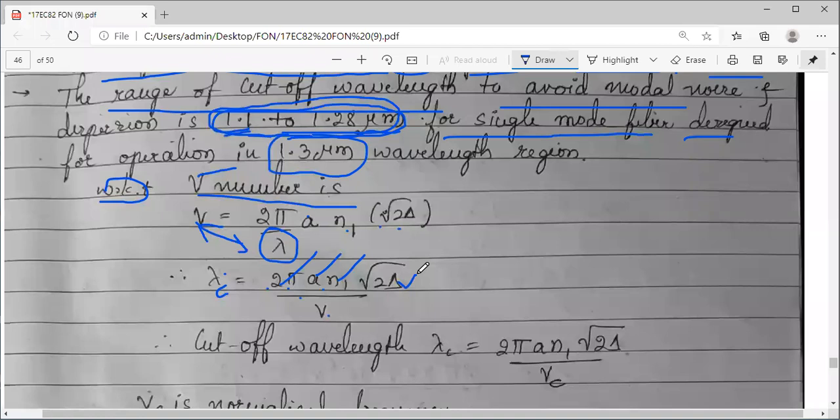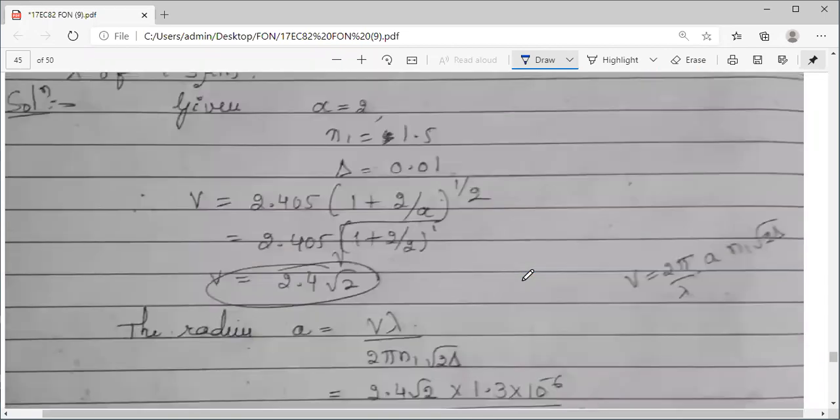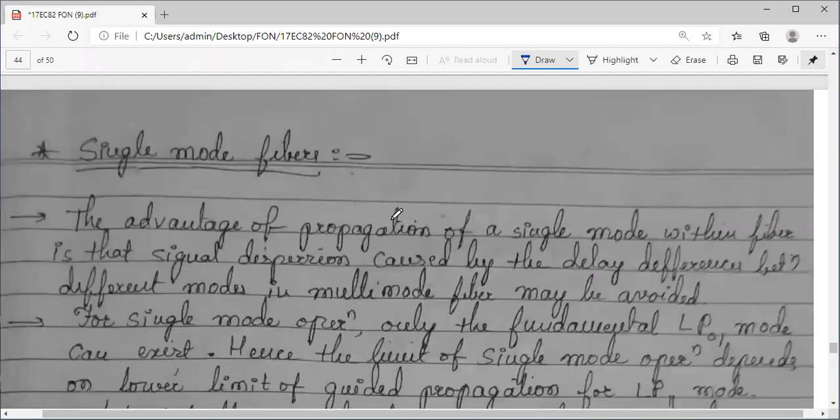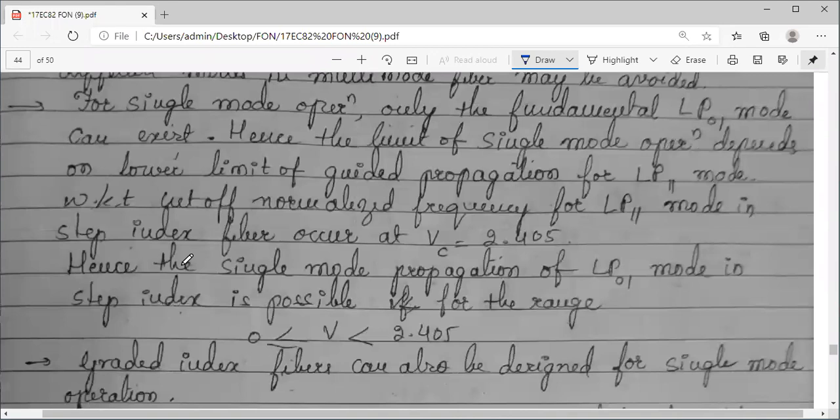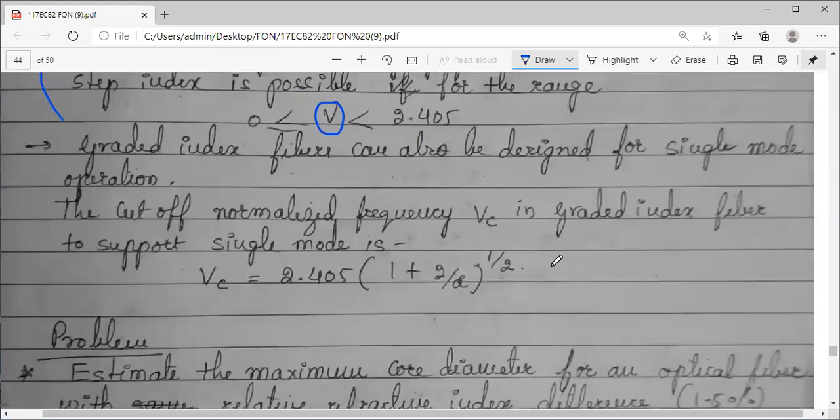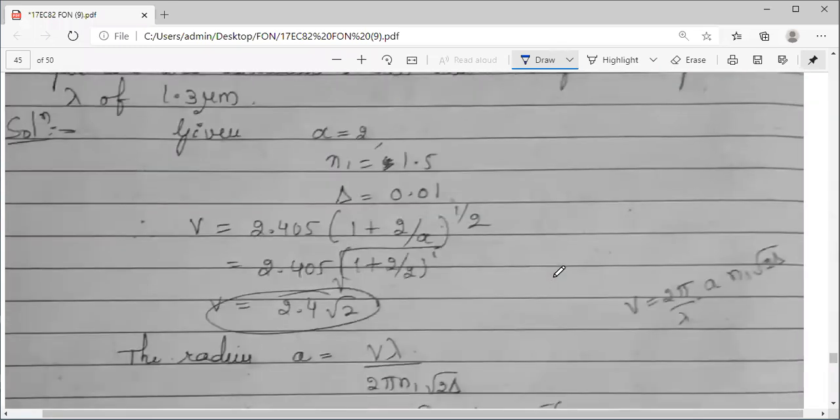That is also constant, which is related to numerical aperture. The only thing is V. So let me take that as VC, indicating this is the V number, or the normalized frequency, for cutoff wavelength. And if you remember in the previous section, we have taken single mode fibers. For single mode operation, for step index, this V value, or VC, is 2.405. This value we have even used while solving the problems. I'm talking about step index.